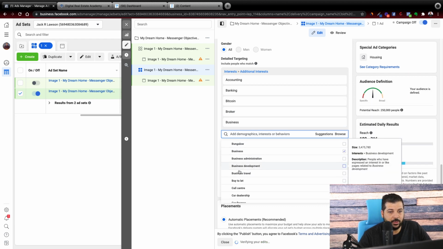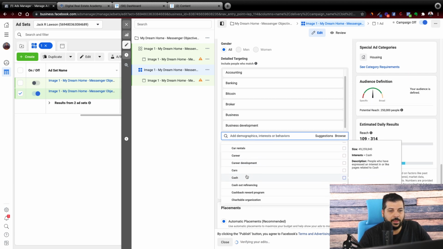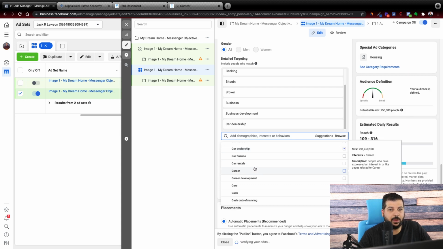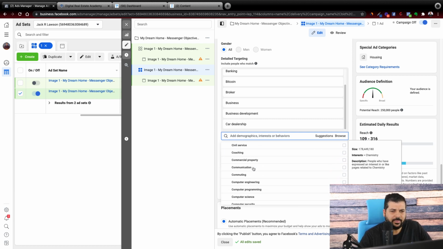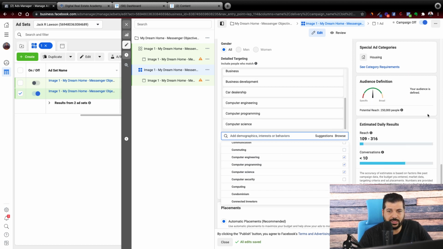Business owners, business development, car dealership. If they're looking at car dealerships, they're either a salesman or a dealership owner. I wouldn't go with cash. Computer engineering, computer programming, computer science, those are all high-end jobs. With just those selected right now, we're already at 250,000 people.